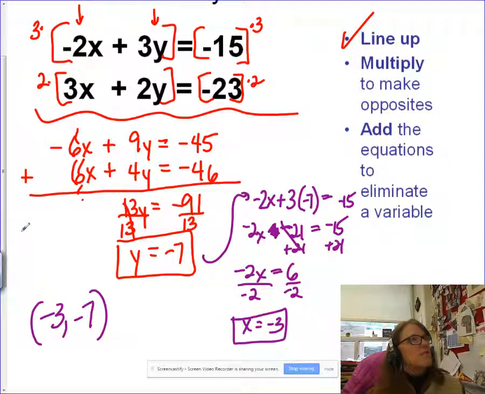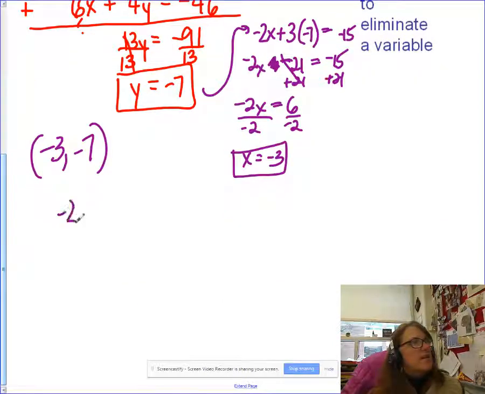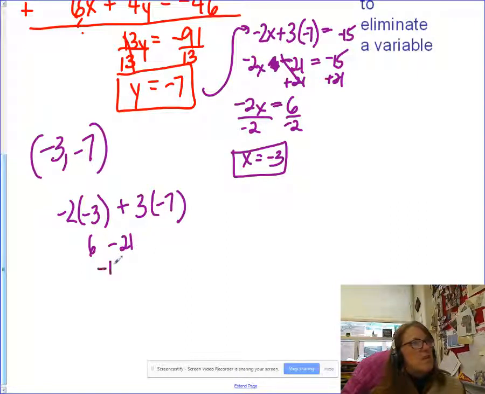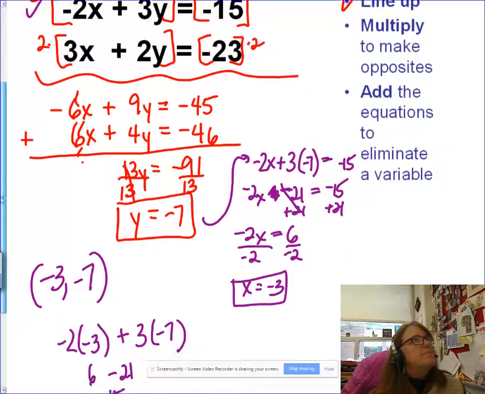Negative 3, negative 7. In the first equation, negative 2x plus 3y. Plug in negative 3 for x, negative 7 for y. 6. This becomes negative 21. I get negative 15. Was that my first equation? Yes! First equation checks.